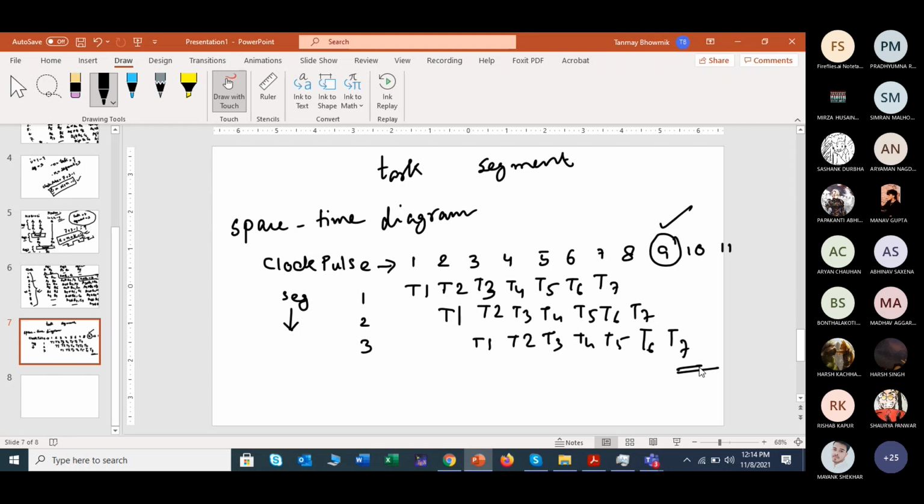That representation is termed a space-time diagram. That is also a very important concept, because later when we introduce pipeline hazards and all the other discussion, this space-time diagram will be very helpful for us.